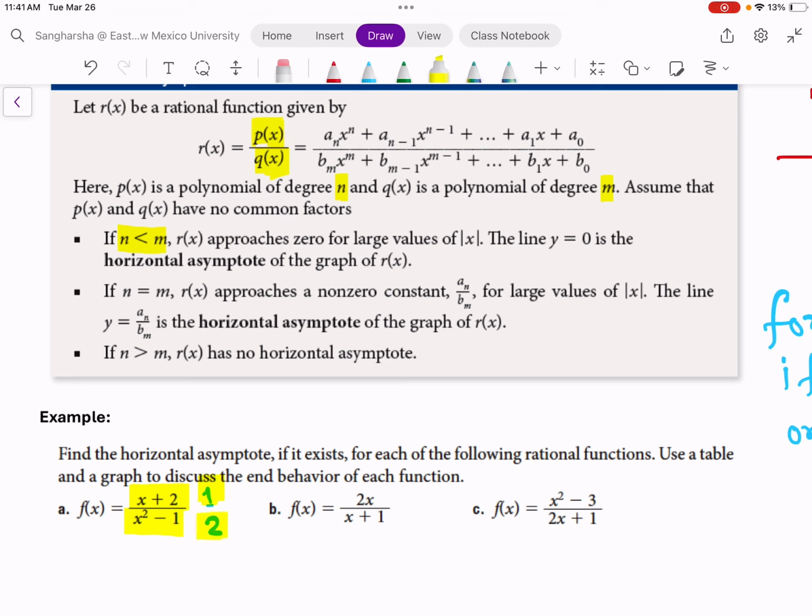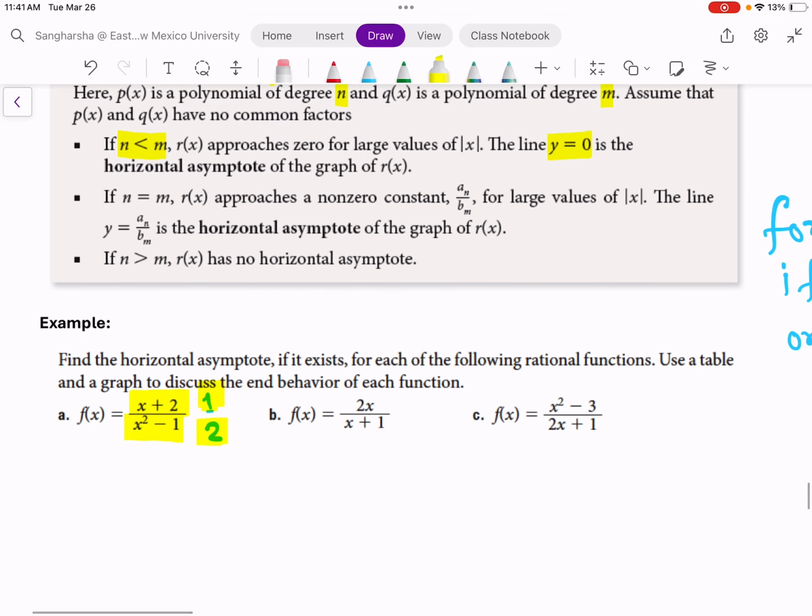If this is the case, then our horizontal asymptote is always y equals 0. So let me just write, the horizontal asymptote is always equal to 0. And this is when the degree of the numerator is less than the degree of the denominator. So you have a function, it doesn't matter what kind of function you have.